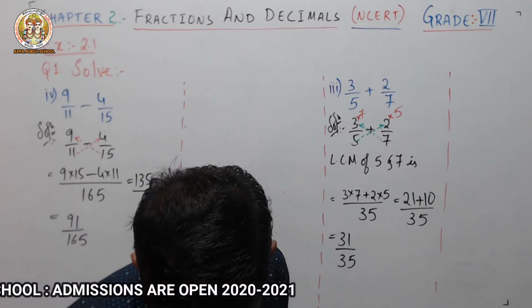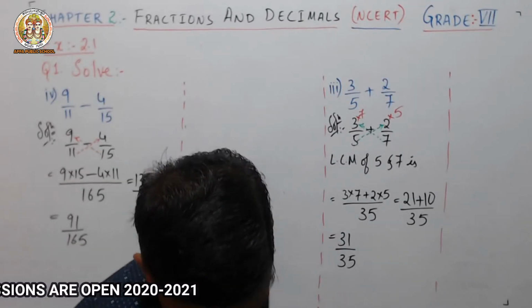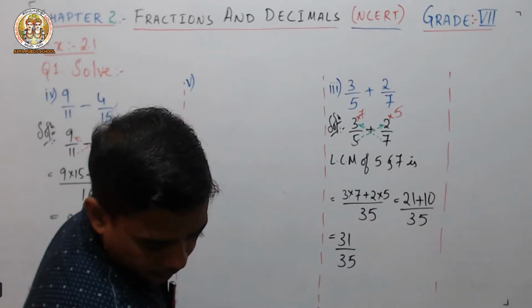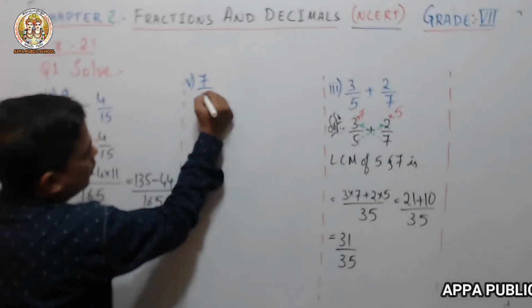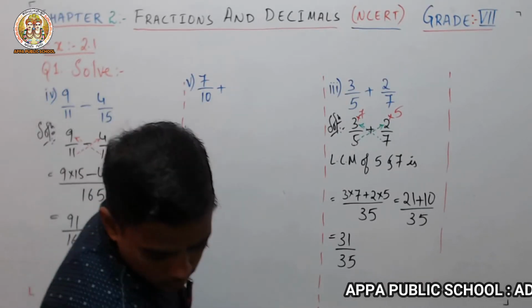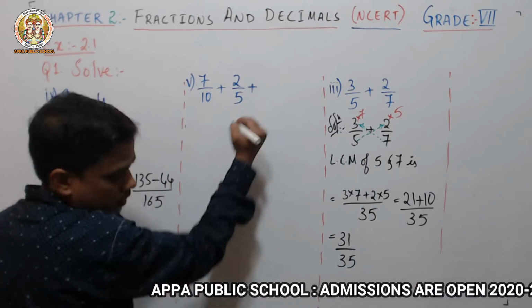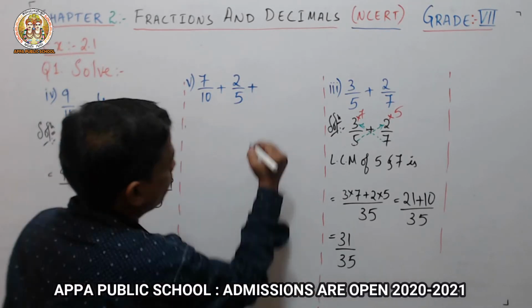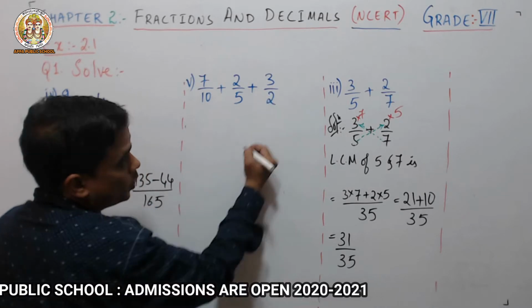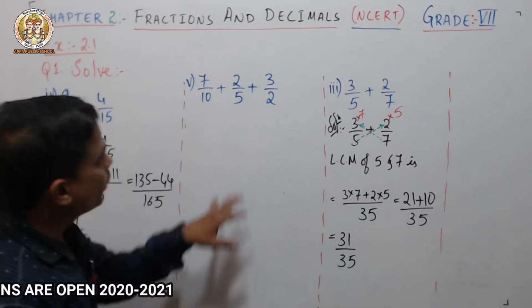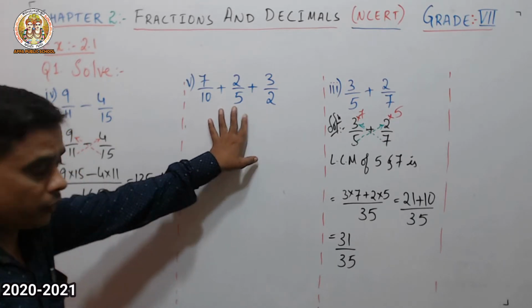Next question. What is the next one? Fifth one, fifth bit. See now here there are three terms. 7 by 10 plus 2 by 5 plus 3 by 2. Okay. This is the question. So here there are totally three terms. So if there are three terms, you have to take an LCM. Compulsorily you have to take an LCM.